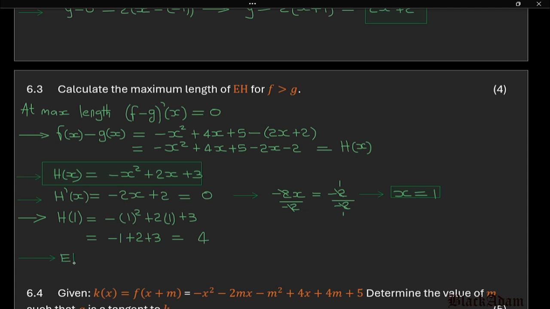So the height EM is going to be 4 units. So that's our answer there for 6.3.